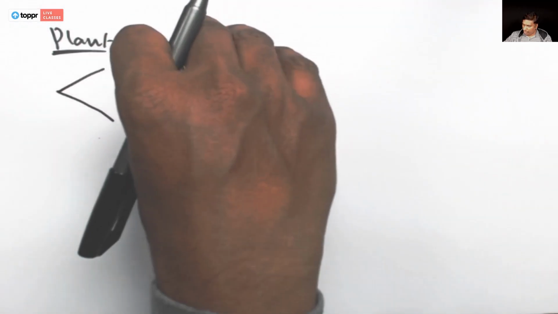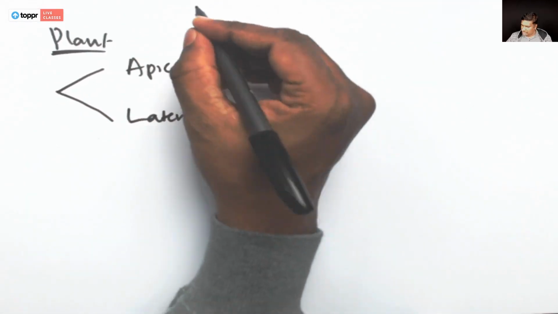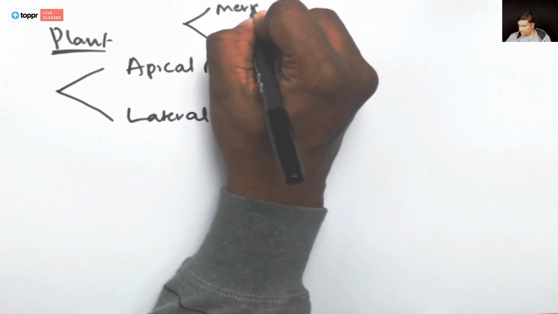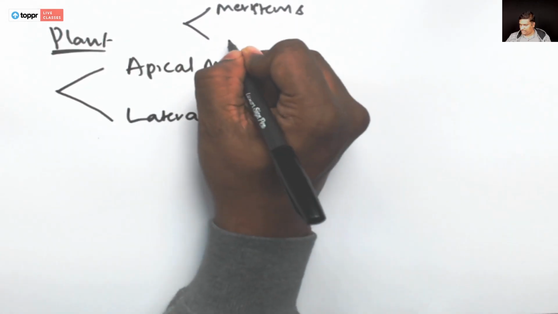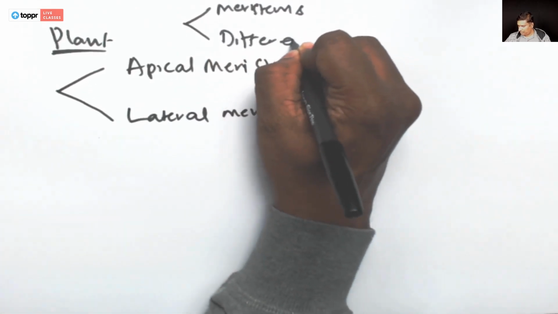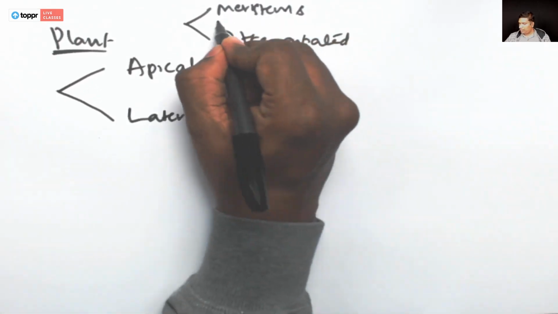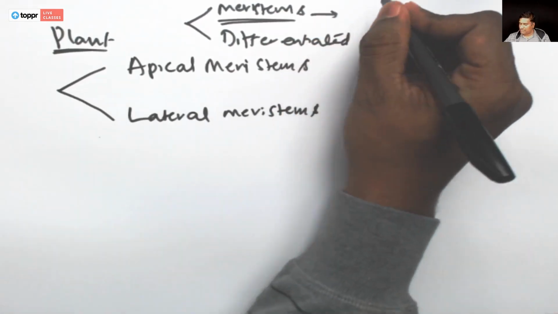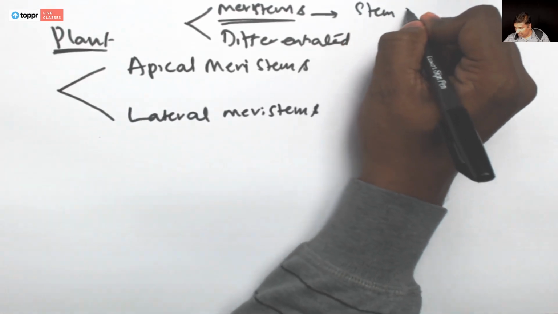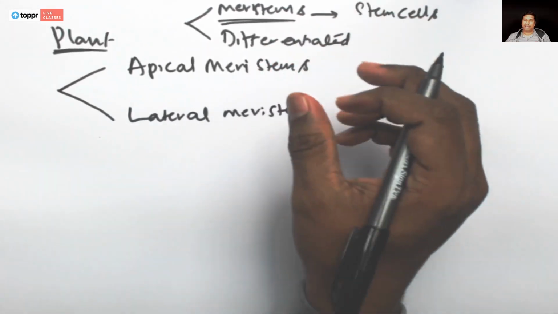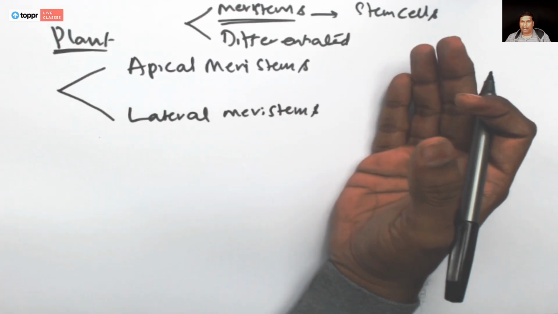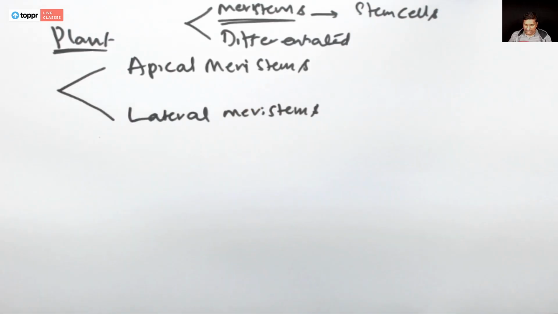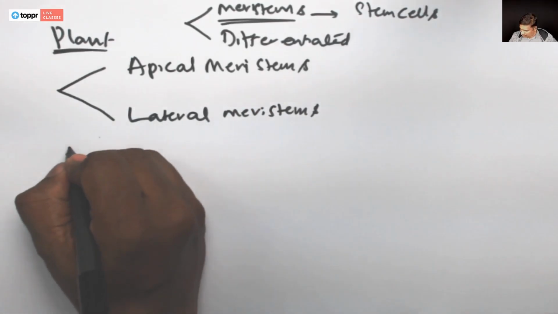Now, what are we talking about? We're talking about the two kinds of cells present in the plants, the meristems and the differentiated cells. We are talking about where these meristems are actually present, and the property of these meristems is that they are like the stem cells of animals. That is, they can multiply on their own, and they can differentiate into any kind of cell that they want.